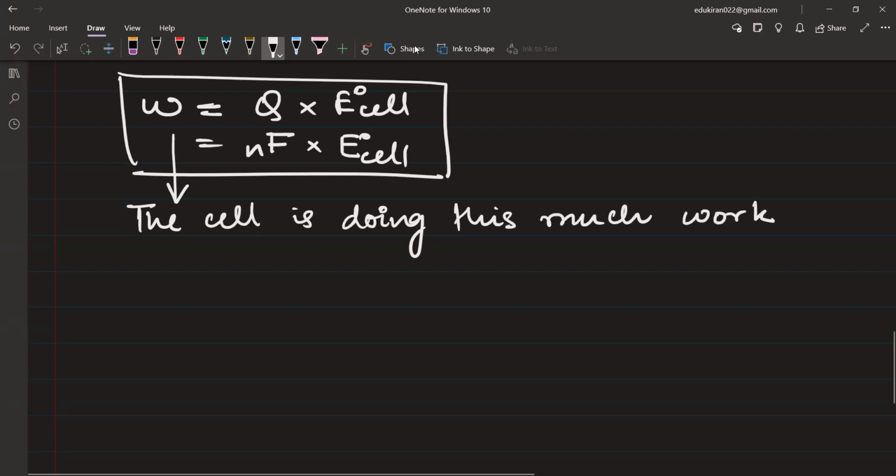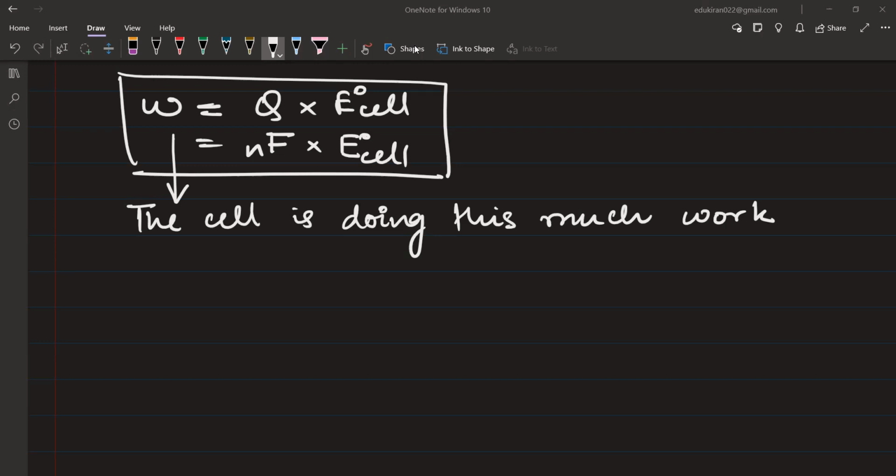सही है? Everyone agree? Please listen carefully. ठीक है? ध्यान से सुनिएगा इस स्टेटमेंट को. ये सही है ना? The cell is doing this much work. Yes or no? Please tell me. ठीक है. If someone is doing work, then it will be giving up electricity. It will be giving out electricity.